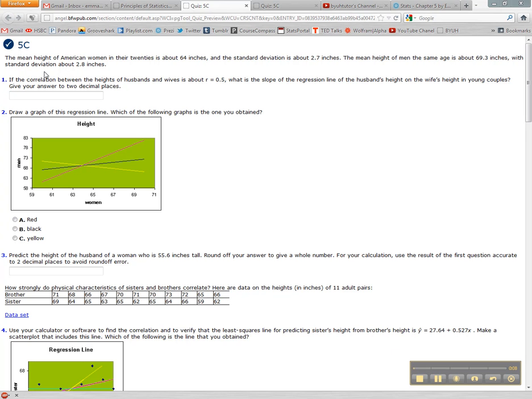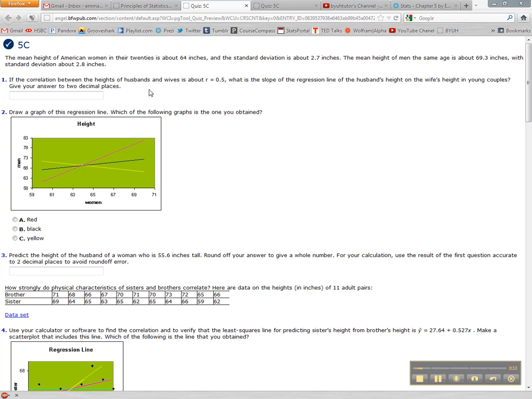The mean height of American women in their 20s is about 64 inches, and the standard deviation is about 2.7 inches. The mean height of men the same age is about 69.3 inches, with the standard deviation about 2.8 inches. If the correlation between the heights of husbands and wives is about 0.5, r equal 0.5, what is the slope of the regression line of the husband's height on the wife's height in young couples? Give your answer to 2 decimal places.